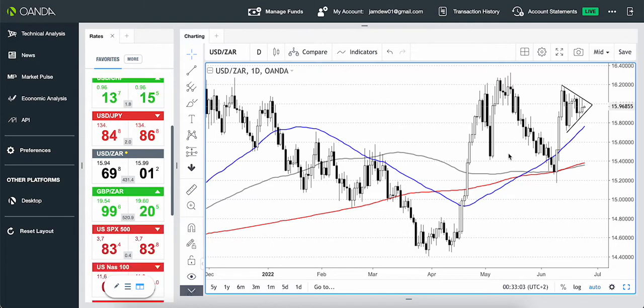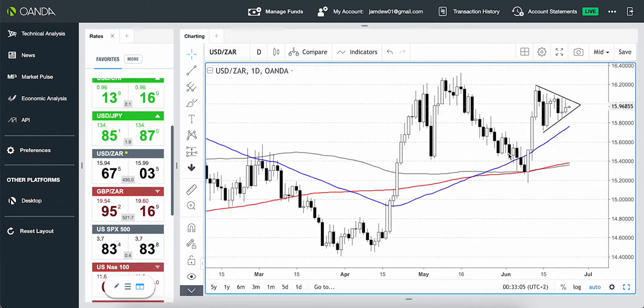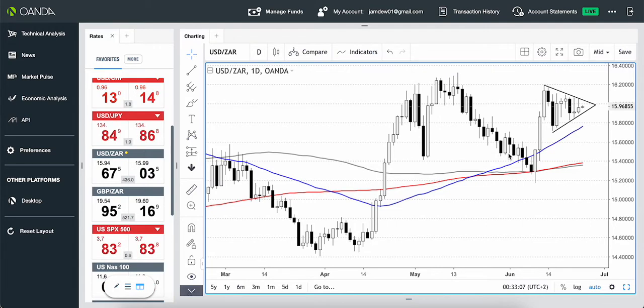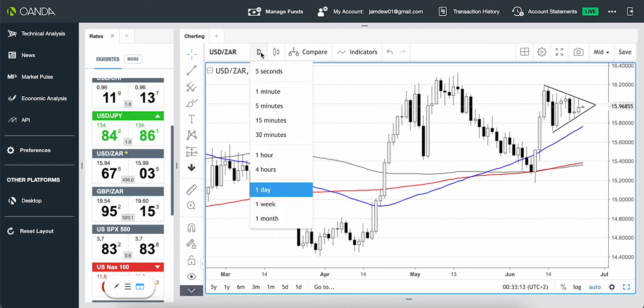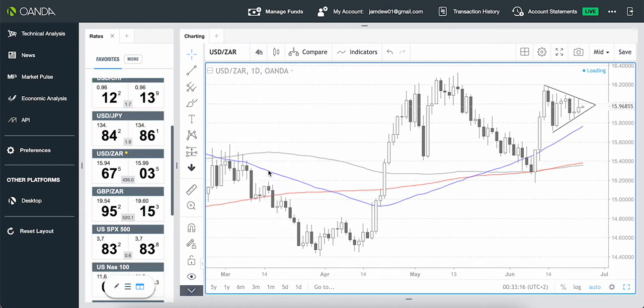So what I've done, I want to show you how to trade this. It's a very simple trade setup. Very easy. Anyone can actually do this. So I've taken this day chart and I've zoomed it in from there. First of all, into a 4-hour chart.